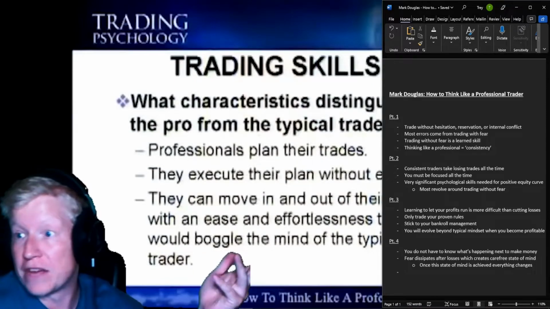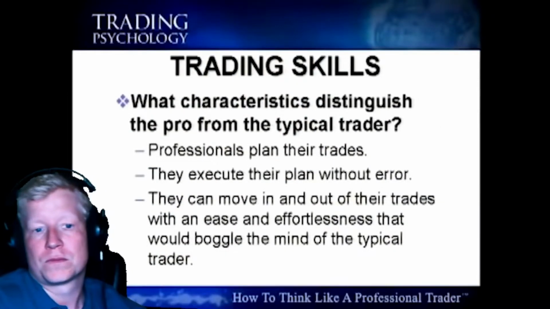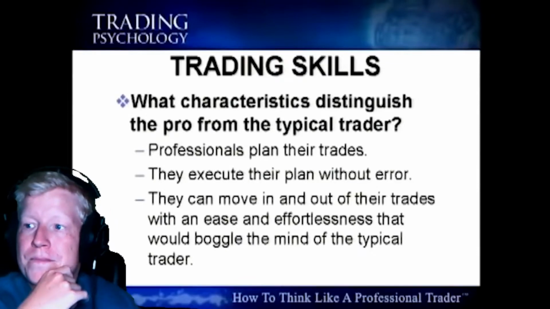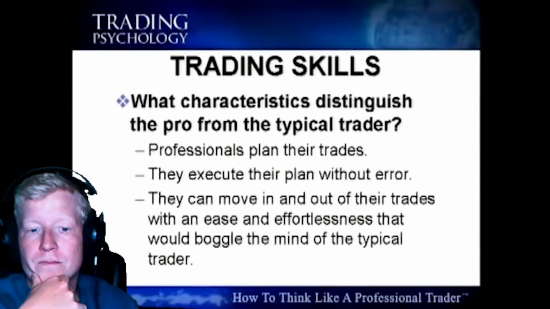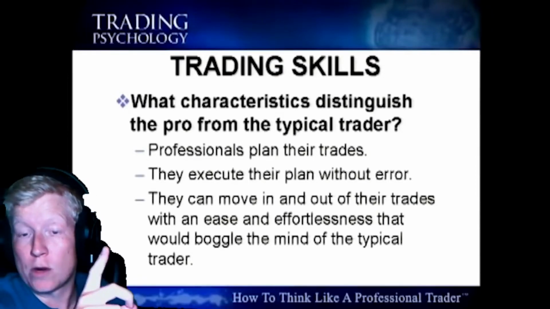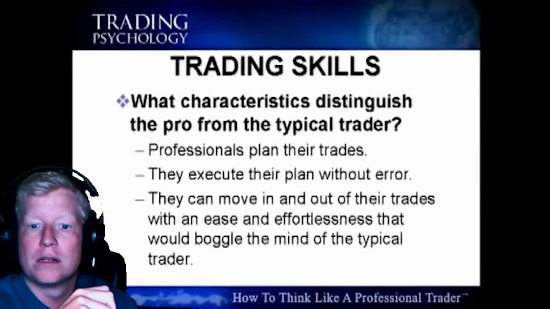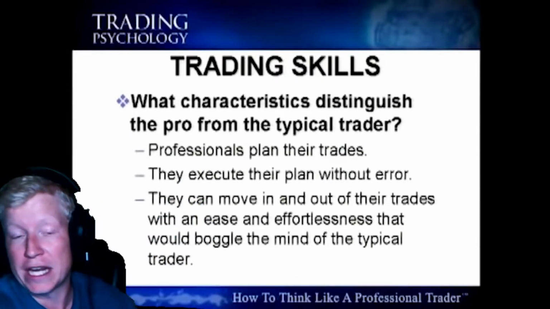Or what characteristics distinguish the pro from the typical trader? Well, they plan their trades. And they execute their plan without error. We'll talk about trading errors in a minute. This is where my algorithmic system really helps me. They can move in and out of their trades with an ease and effortlessness that would boggle the mind of the typical trader, where I'm supposed to get in and out.